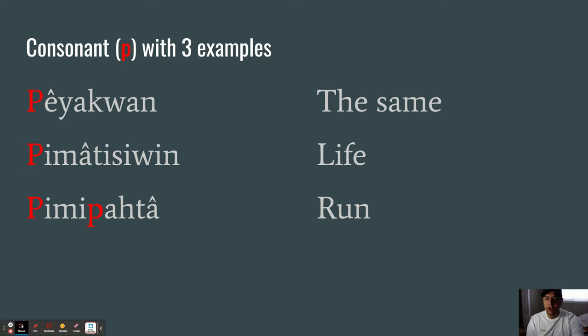Consonant P with 3 examples. Peaguan, peaguan, the same. Bimatsuin, bimatsuin, life. Bimbata, bimbata, run.